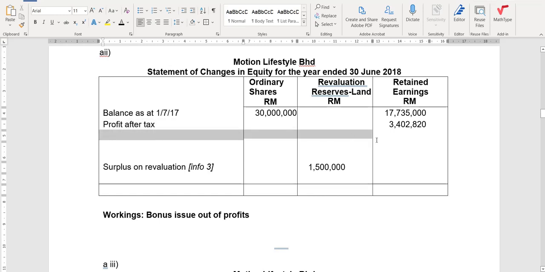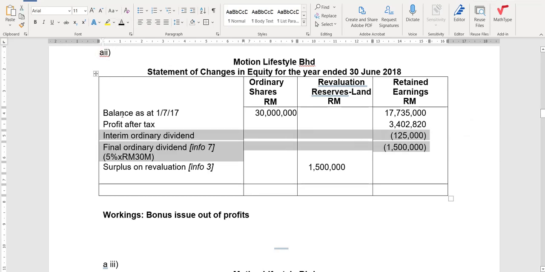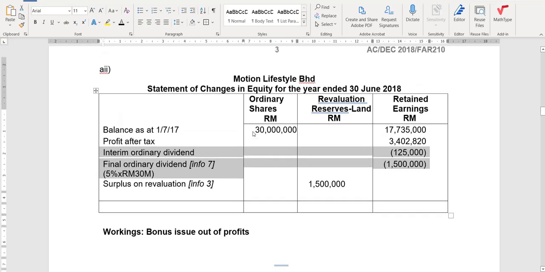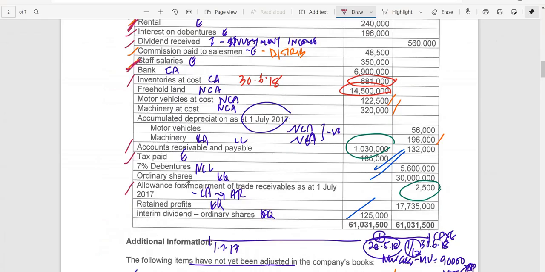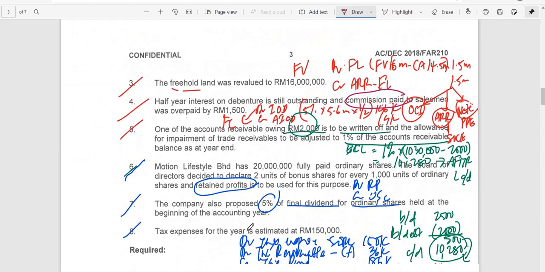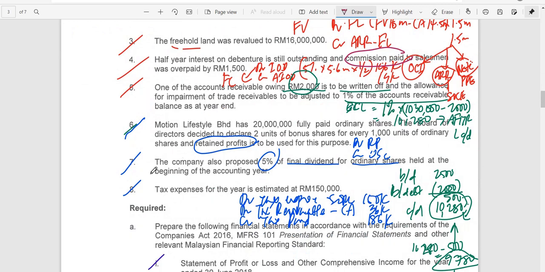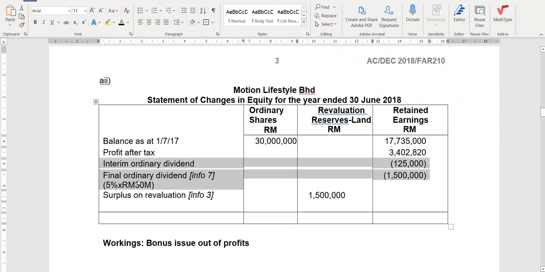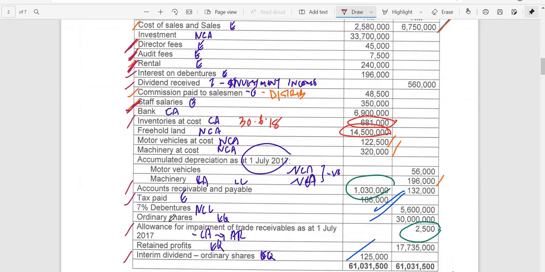We start off with dividend. Dividend, if you see the information given, there was interim dividend. This is from the trial balance. Where is it? It is from here, 125. And you have information on dividend here, proposed dividend. So I promised that I'm going to show it here. Final dividend was 5% from 30 million. 30 million here refers to the share capital amount. This one. Right? So dividend.